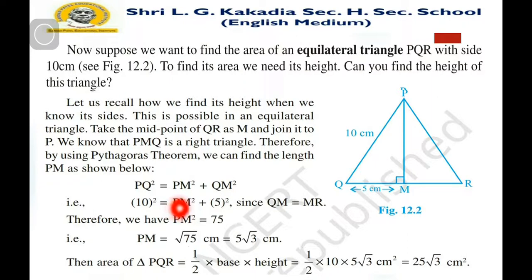Therefore, we have PM square is equal to 75. After taking the positive square root on both sides, we find PM is equal to square root 75 centimeter, and we can write 75 as 25 times 3. The square root of 25 is 5, and the square root of 3 stays, so we get 5 square root 3 centimeter, which is the height of this triangle.